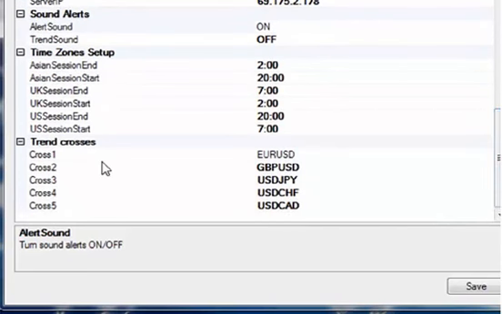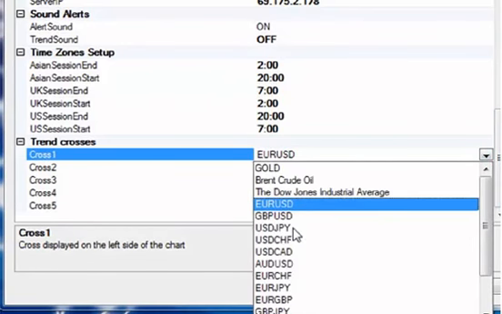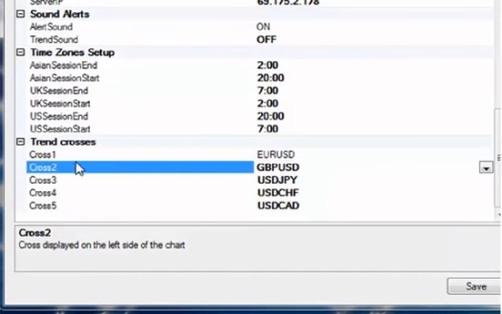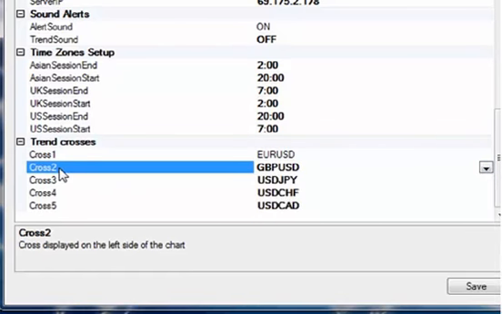And on the bottom left hand side, as we were mentioning, the trend crosses, which were the bars that we were showing you, you can manually change the Euro USD to a different currency pair, like the Aussie, the Euro Yen, or Pound Yen. You have up to 14 different currencies that you can choose from, including gold, oil, and the Dow Jones, by simply clicking on the cross that you want to change and choosing the currency pair that you would like to replace it with.